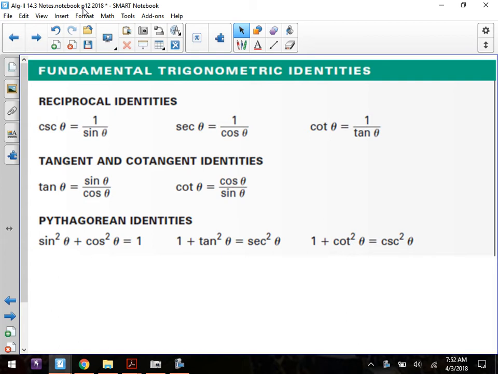We've dealt with this stuff before. Sine had a reciprocal property, which was 1 over cosecant. Cosecant was 1 over sine. Secant's 1 over cosine. Cosine is 1 over secant, and so on and so on.